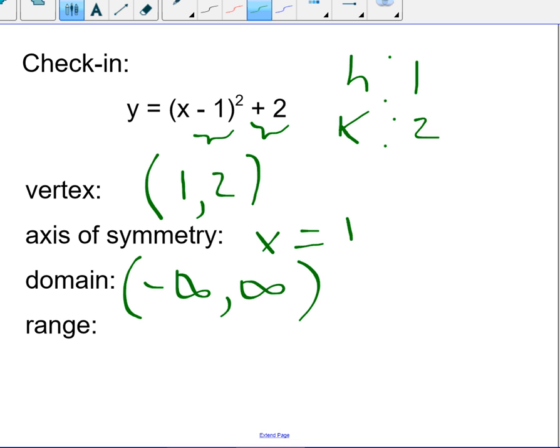And then our range, is this parabola opening up or opening down? It is opening up because it's not being reflected. It doesn't have a negative sign. So that means that this y value from our vertex of 2 is going to be the minimum value of our range. And it's going to go up forever all the way to infinity. Or we could write that as y is greater than or equal to 2.